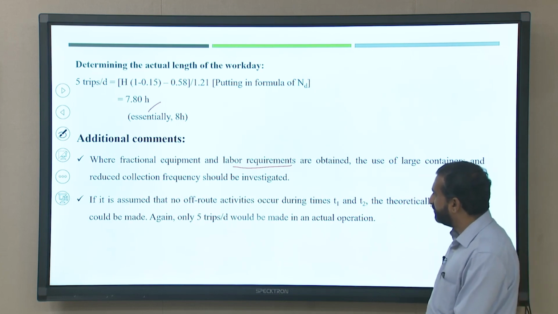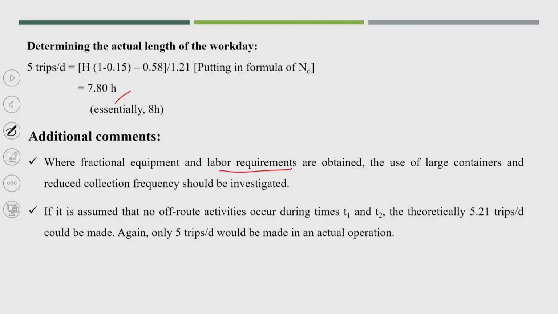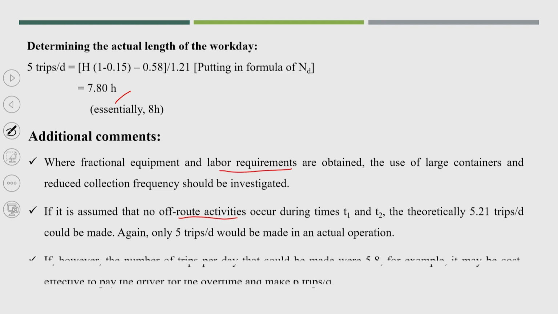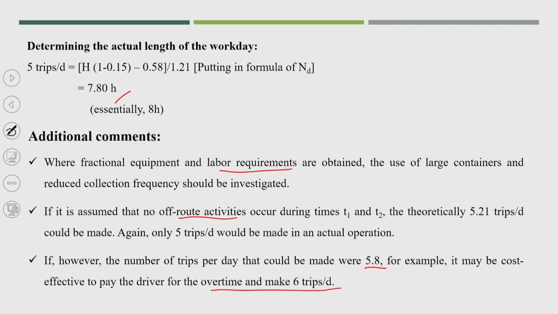And if it is assumed that no off route activity occurred during the time T1 and T2, theoretically 5.21 trips could be made. So, theoretically 5.21 trips per day could be made, but again 5 trips per day would be made in the actual operation, which I had already explained. And if the number of trips per day that could be made is 5.8, it may be cost effective to pay the driver for overtime and make 6 trips per day, that could be possible.